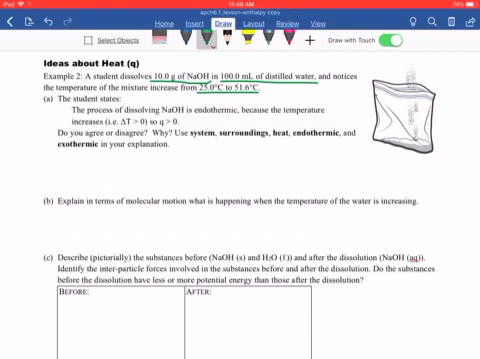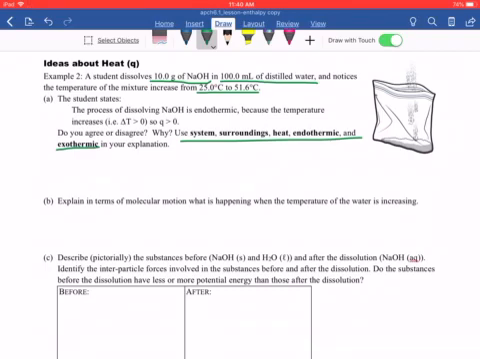So A, it says the student states the process of dissolving sodium hydroxide is endothermic because the temperature increases. So the change in temperature is a positive number greater than 0, and therefore Q has to be positive, greater than 0. It says, do you agree or disagree, and why? It says use the system, surroundings, heat, endothermic, and exothermic in your explanation. All right, pause it, think it through, and resume the video when you think you might have something to say about it.